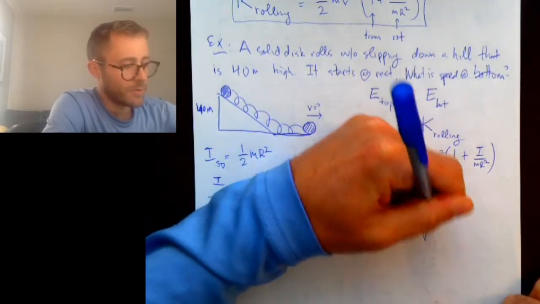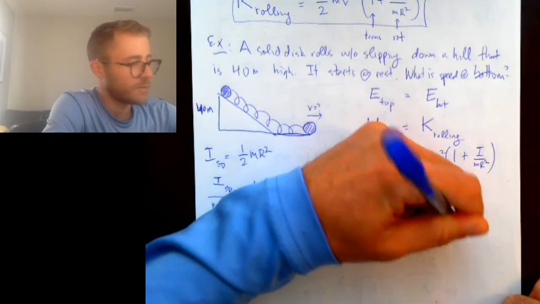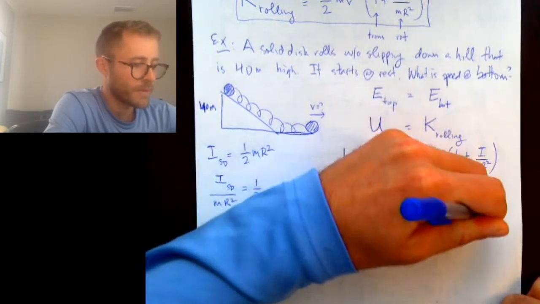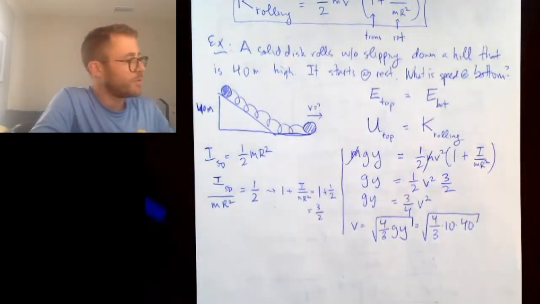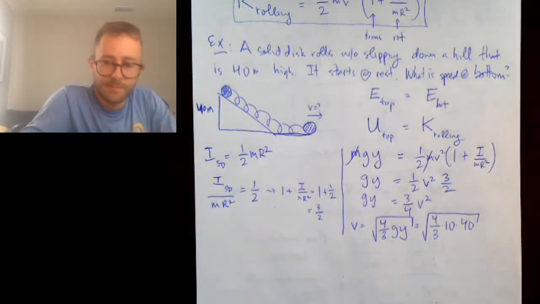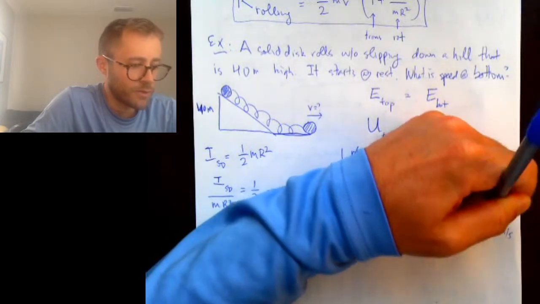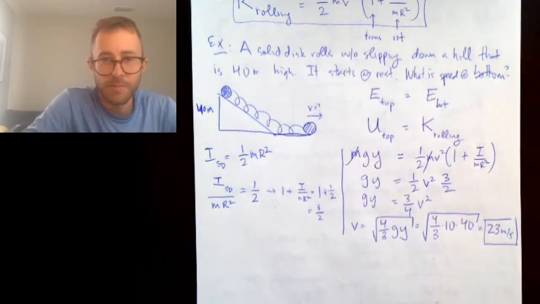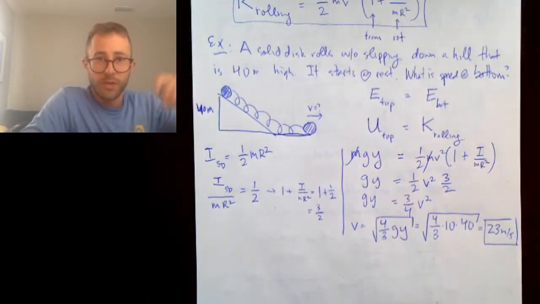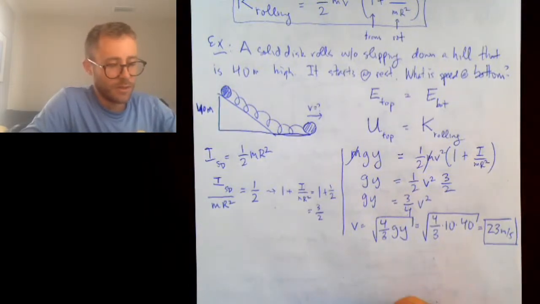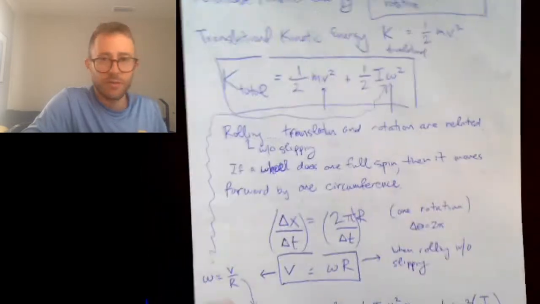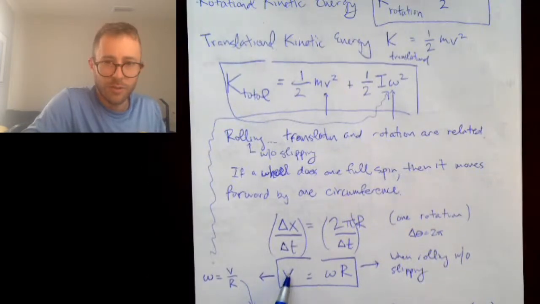So that gives square root of 4/3 times 10 times 40. And I will plug that into my calculator. And we get 23 meters per second is the translational speed at the bottom of the hill. If we wanted to know what's the rotation rate at the bottom of the hill, we could then plug that into this equation, which relates rotational speed and translational speed.